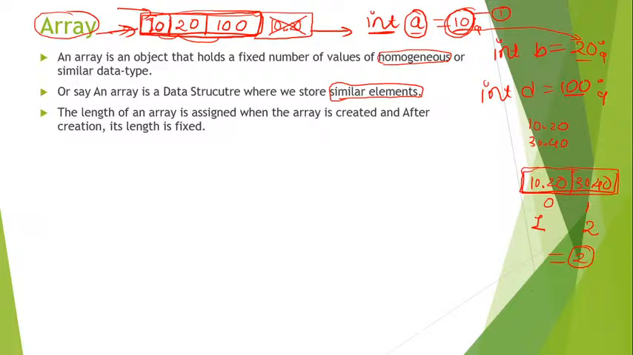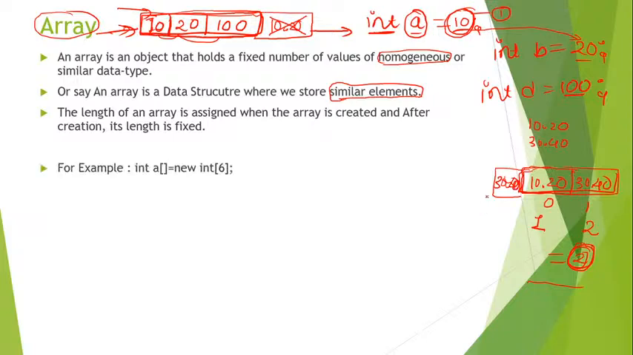When we created the array, at that time we defined the size as well. So the length of the array is assigned when the array is created. When I created this array, I knew that here we have 2 values only, so this is the length of our array. After you create the array, the length is fixed and we cannot change it. Using code, if you try to add a different value, it won't be possible.